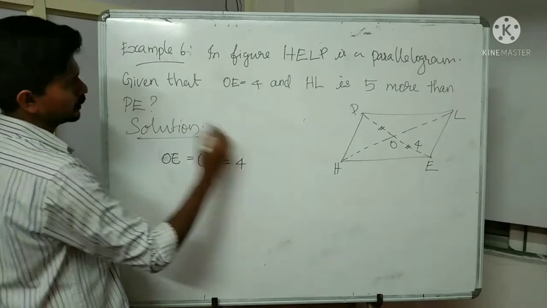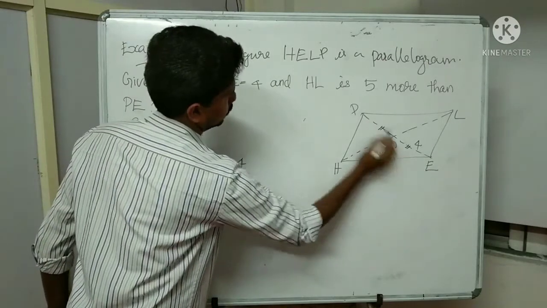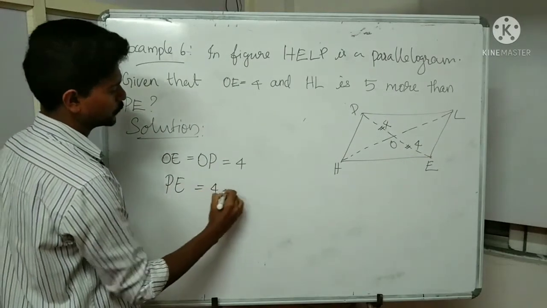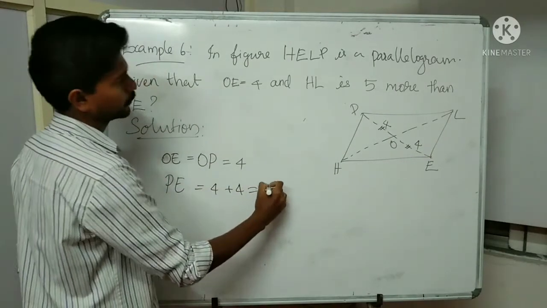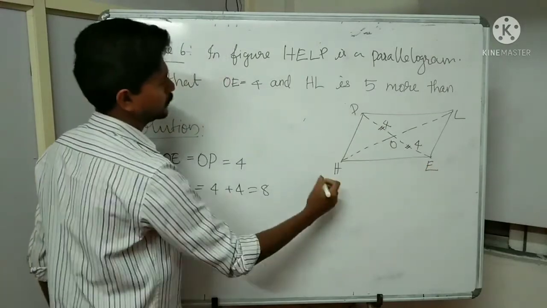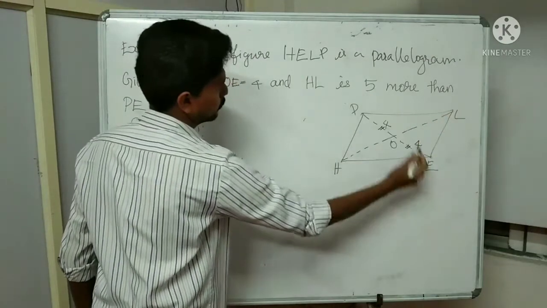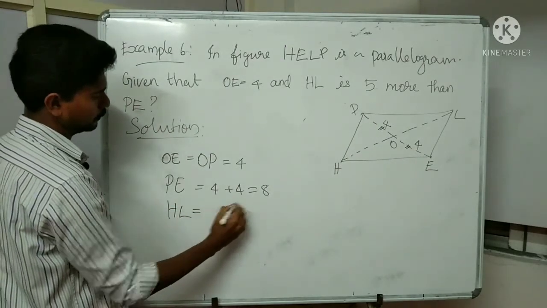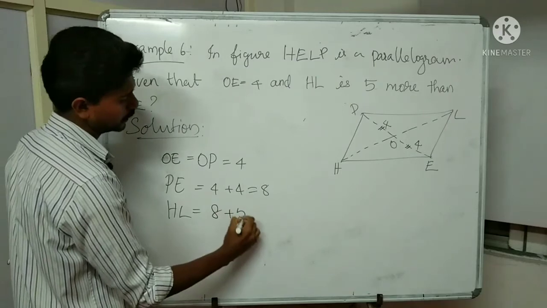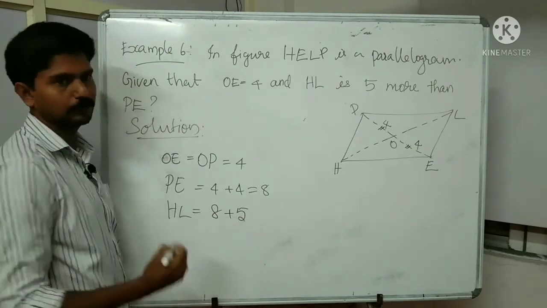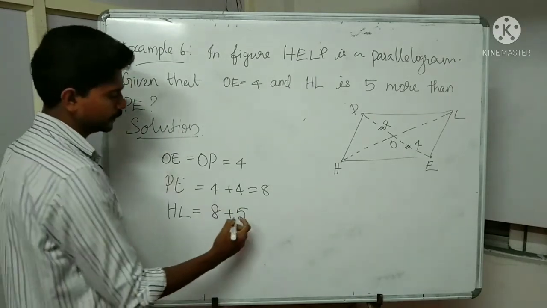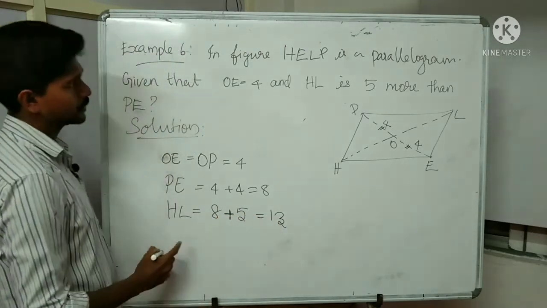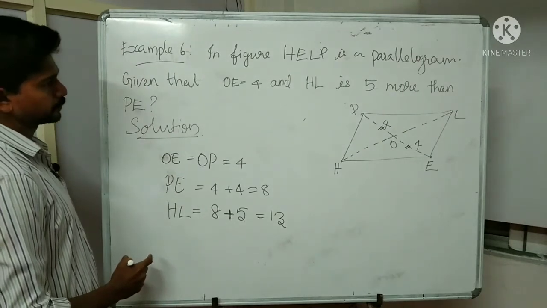So the length of PE is equal to 4 plus 4, that is equal to 8. So this length is 8. We are saying the HL is 5 more than PE. PE length is 8. 5 more than that, we have to add 5. More means add 5. That is equal to 13. So HL length is 13.